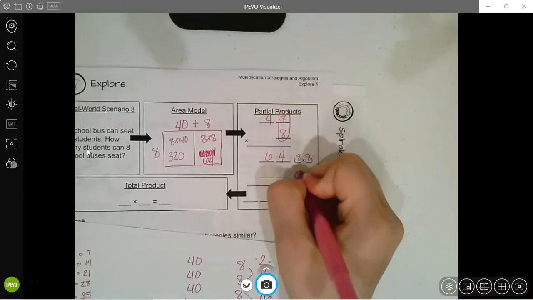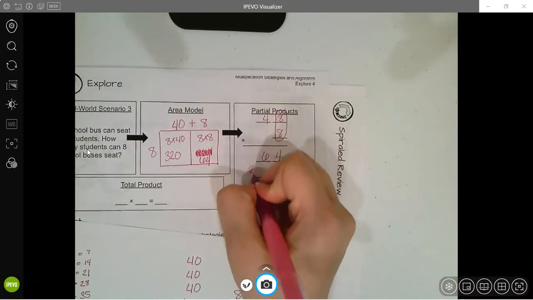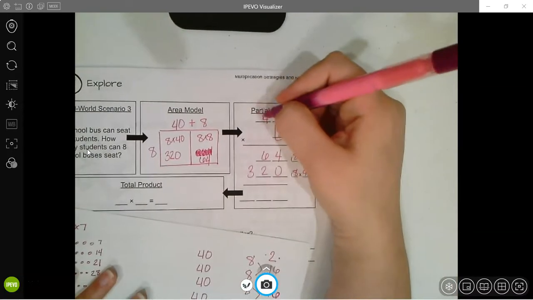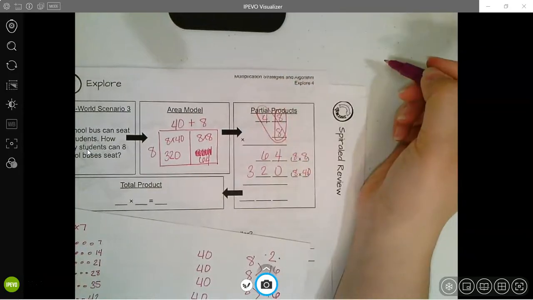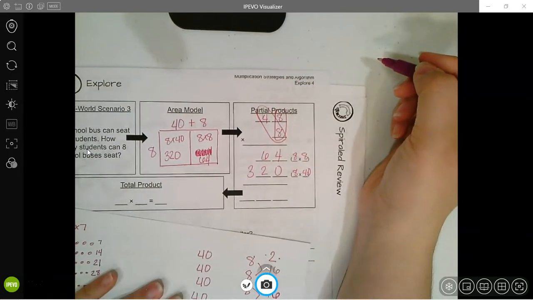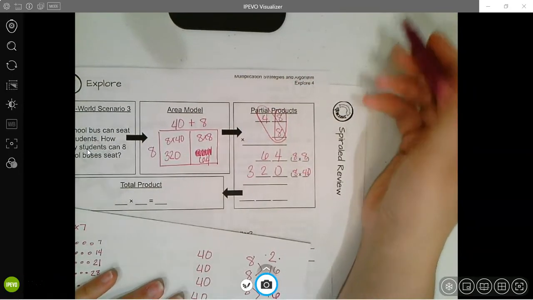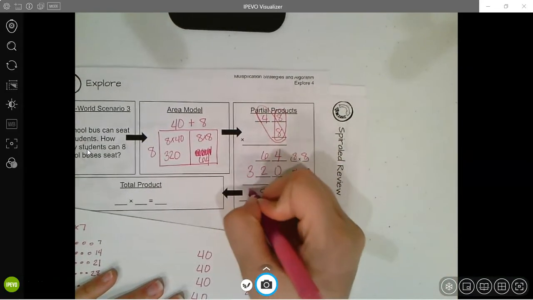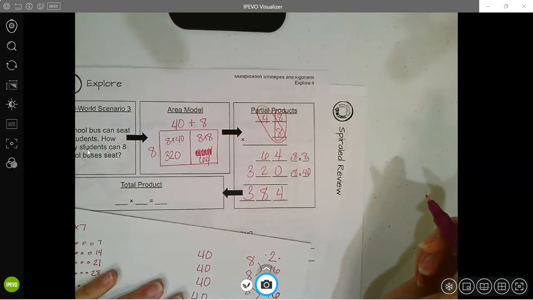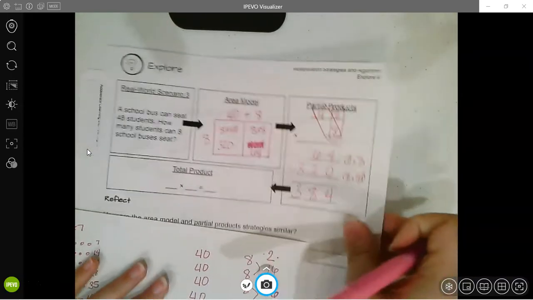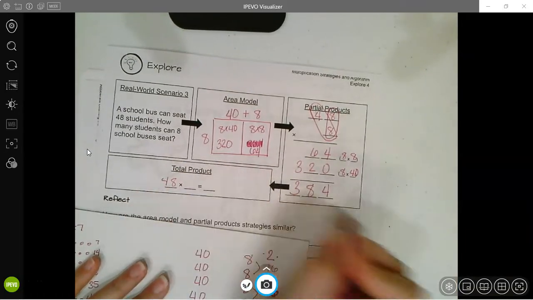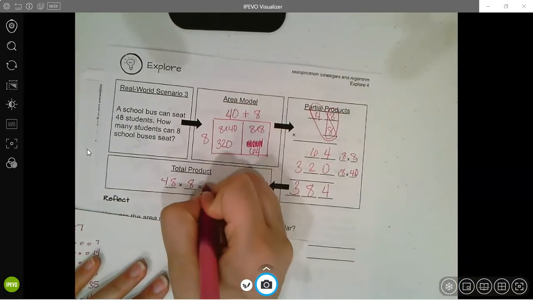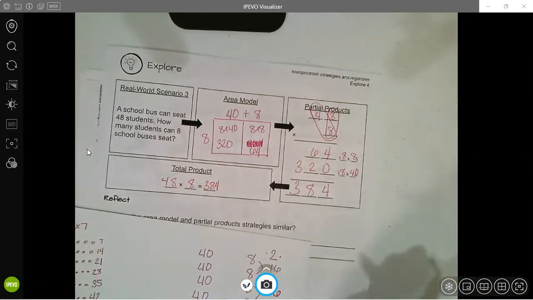Okay, and then 8 times 40 is 320 because we're taking the 8 and the 4. Okay, so then we have 4, 8, and 3. Okay, so 48 times 8 is 384.